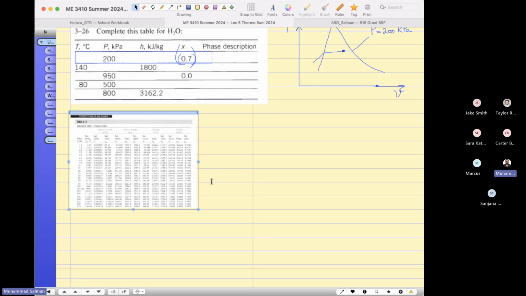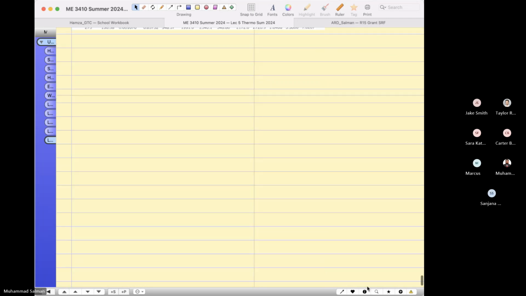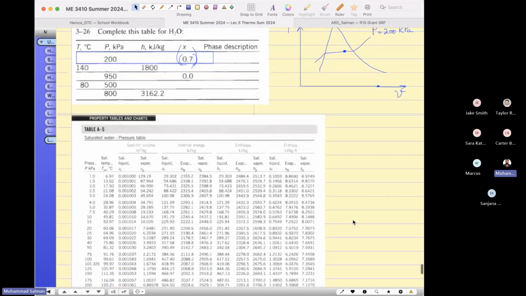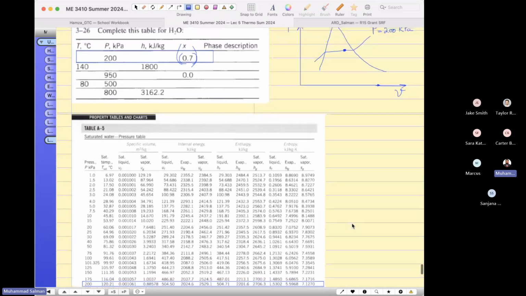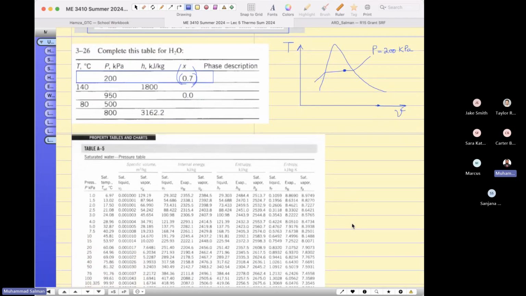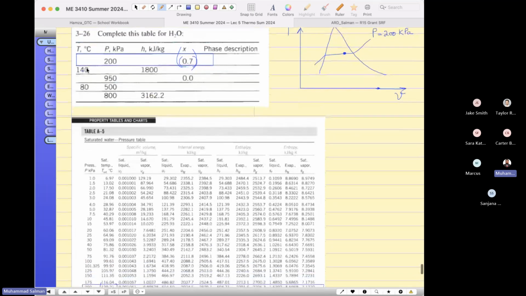Can you guys see the table? Yes. Okay, let's find out. In this pressure table, I'm looking at 200 kilopascals. I will draw a rectangle, and all these values in the rectangle are under my focus. I need the temperature. Can you please type in the chat box what the saturation temperature is at 200 kilopascals? Good. Sarah is correct. Taylor is correct. Good job, guys. So this is my answer for the first row, 120.21.